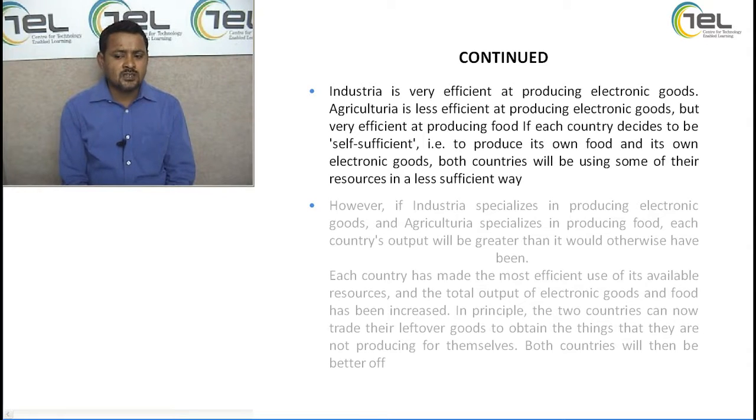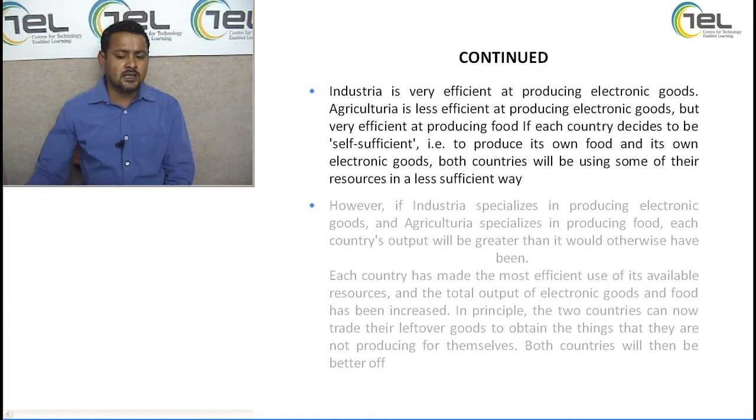If both countries are self-sufficient, which means they don't want to produce more than what they consume, then there is no need for trade. So they produce only for their own self-consumption. By doing so, they will be utilizing the resources in a less efficient manner.